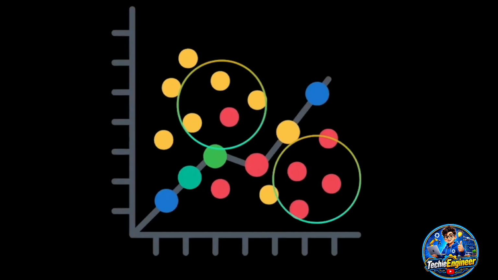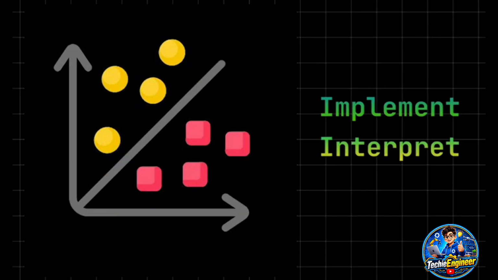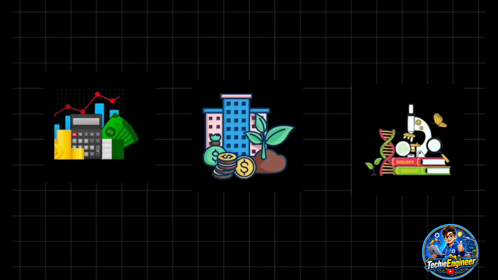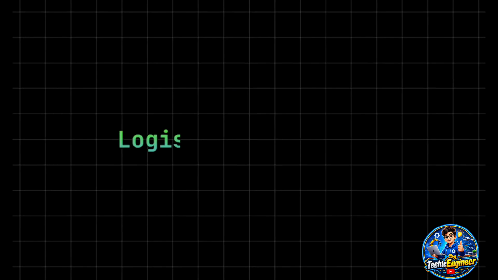Linear regression is easy to implement, interpret, and computationally efficient, making it ideal for establishing baseline models and understanding data trends. It's widely used in finance, economics, biology, and many other fields to predict continuous outcomes such as prices, growth rates, or risks. Logistic regression.